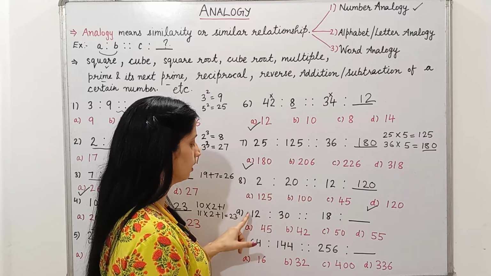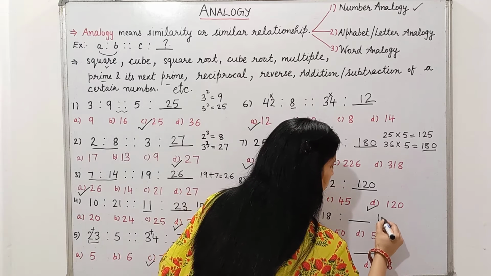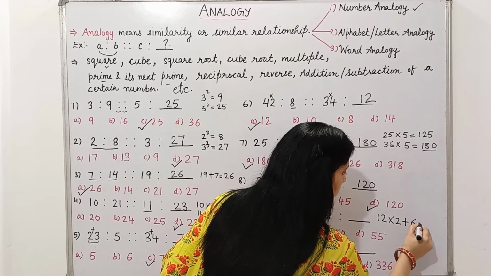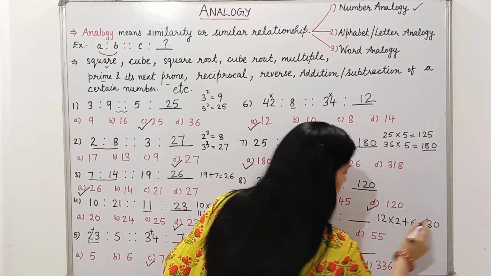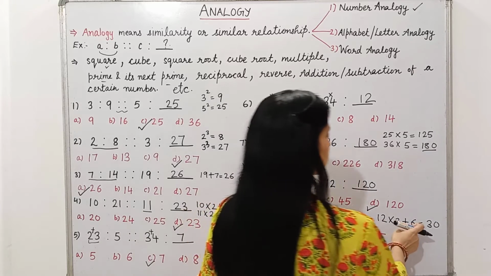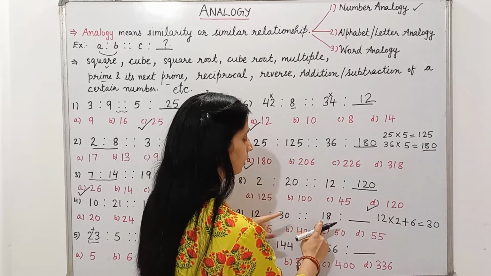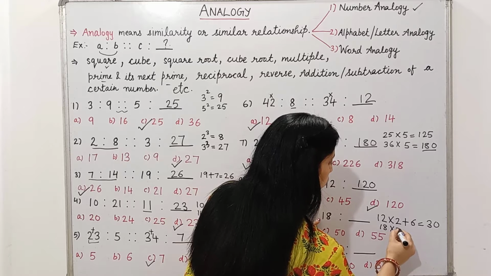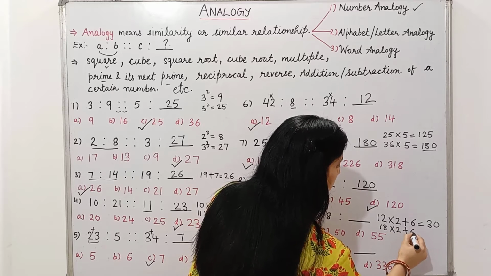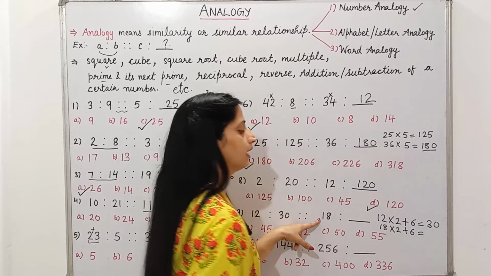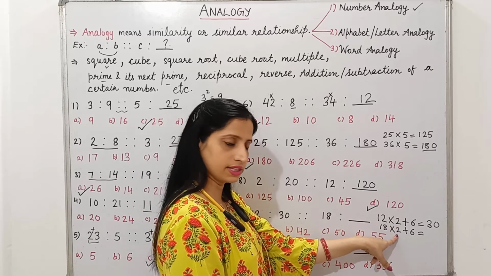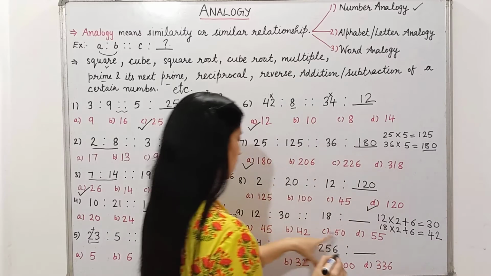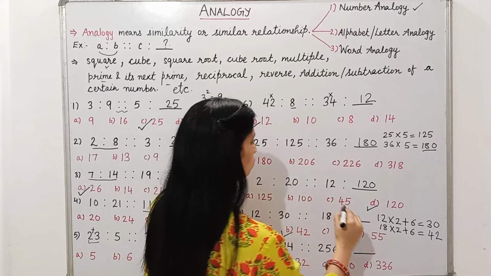How can we get 30? If we multiply 12 by 2, 12 twos are 24, plus 6, then we will get 30. 12 twos are 24, 24 plus 6 is 30. Similarly, if we multiply 18 by 2 and add the same number, that is 6, then what will we get? 18 twos are 36. 36 plus 6 is 42. So our answer will be 42.